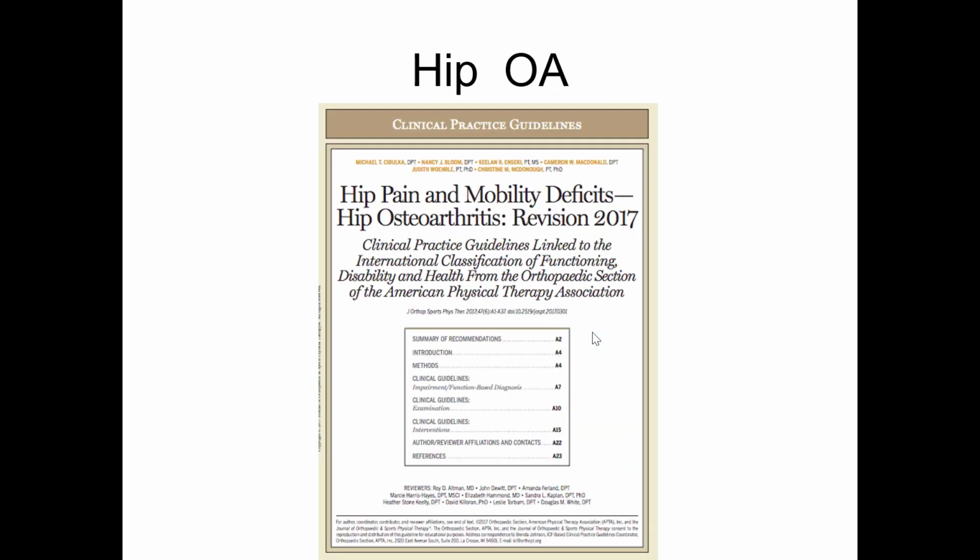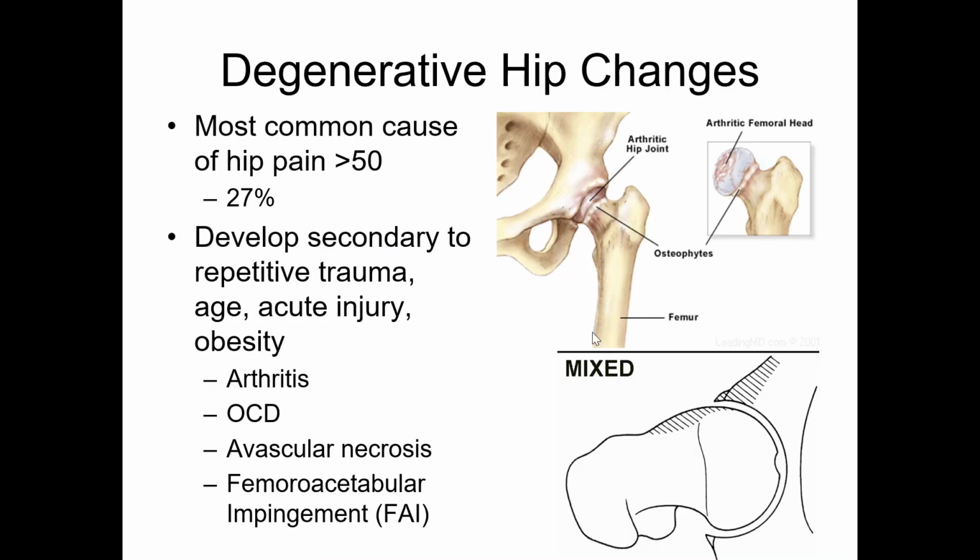Hip OA is a very common diagnosis that you will see. These guidelines are great to refer to while you are out in a clinic. Degenerative hip changes are the most common reason individuals over the age of 50 seek treatment. These changes are often due to repetitive trauma, age, acute injury, and/or obesity.